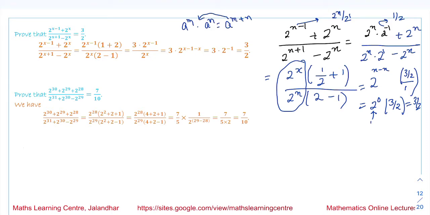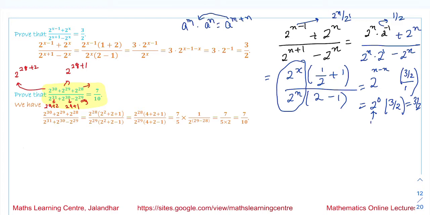Similarly, in the second question, we now have the problem in this form. What we see from this is that in the numerator the lowest power is 28 and in the denominator the lowest power is 29. So we try to write these terms in the power of 28. So 30 we are writing as 28 plus 2, and 29 we are writing as 28 plus 1. In the denominator the lowest power is 29, so I am writing 31 as 29 plus 2 and 30 as 29 plus 1. So what will happen over here?